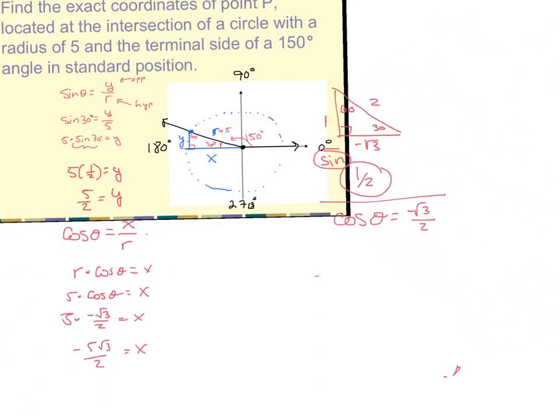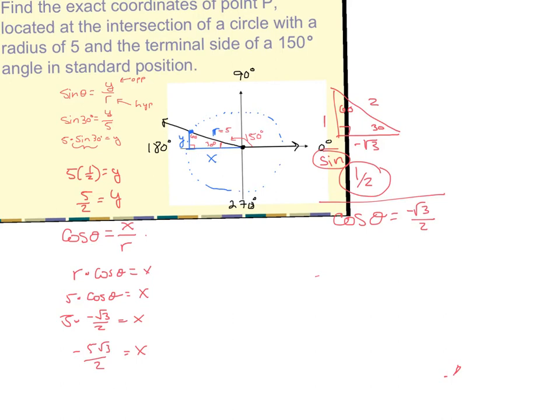So this point right here has a y value of 5/2 and an x value of negative 5 root 3 over 2. The point is negative 5 root 3 over 2, comma, 5/2. And that's how I can find that point on that circle by using right triangle trig.